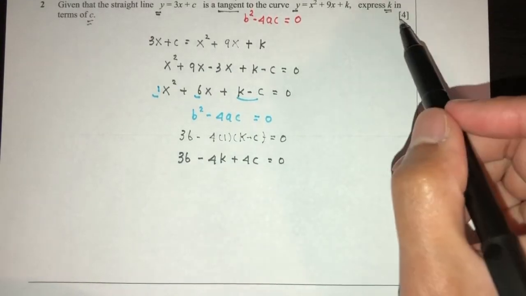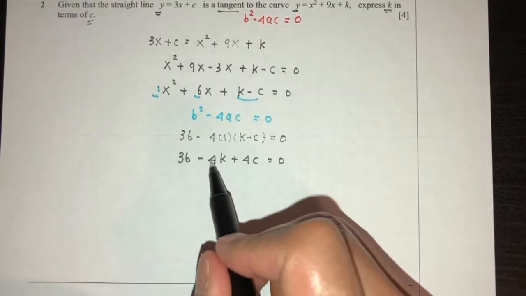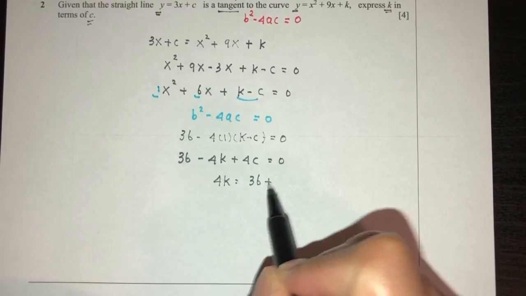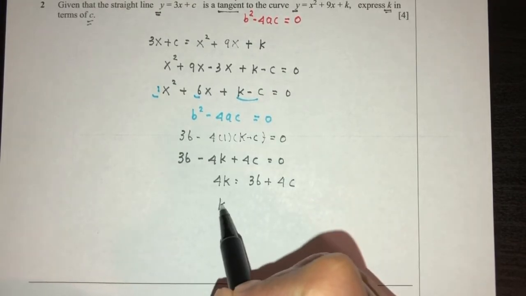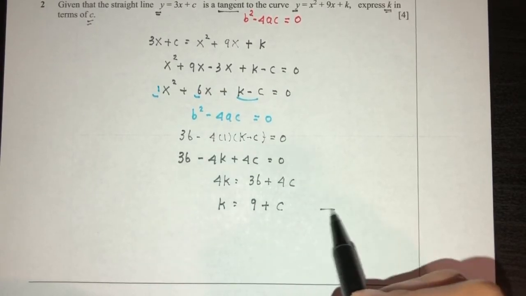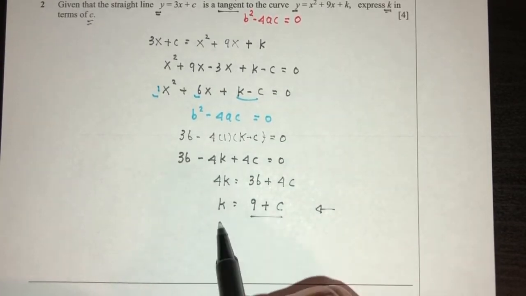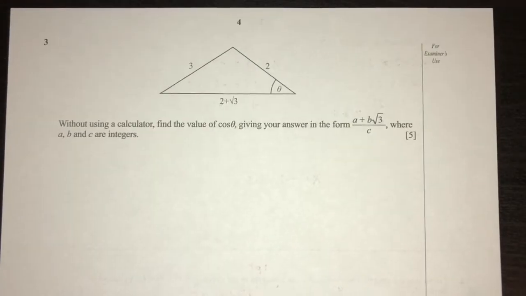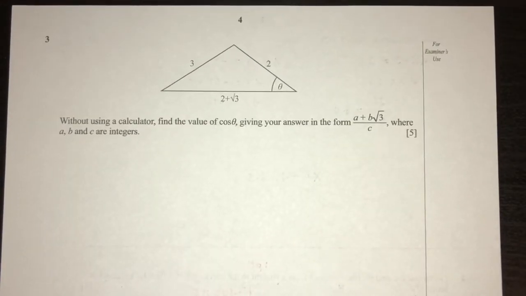So we have to express k in terms of c. So we send k over here. You will have 4k will be 36 plus 4c. k will be, divided by 4, you will have 9 plus c. So this is your answer for k in terms of c. And that will be your question number 2. Okay, so now let's move on to question number 3.